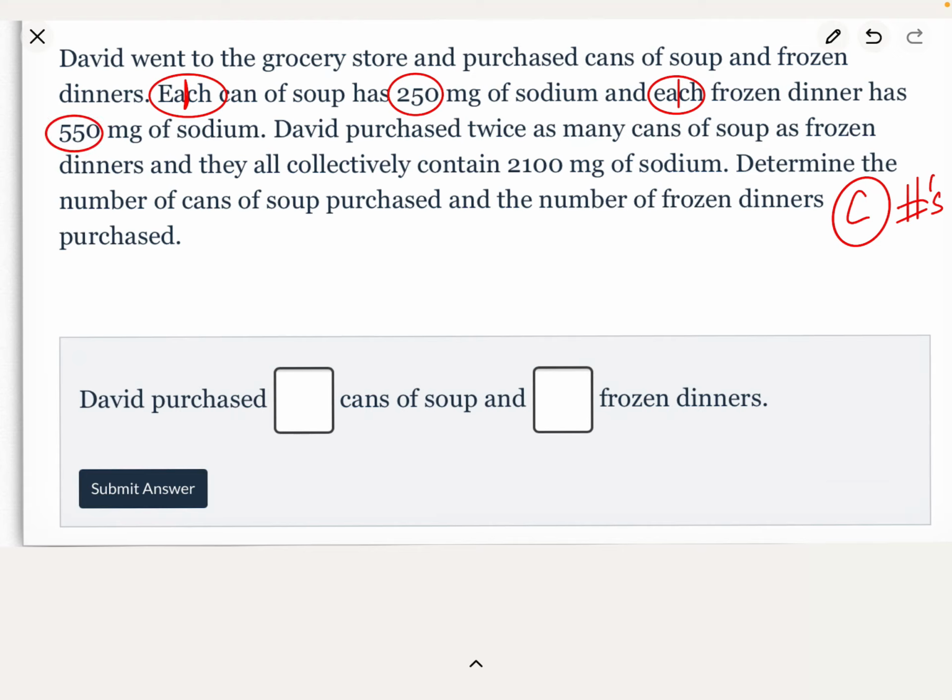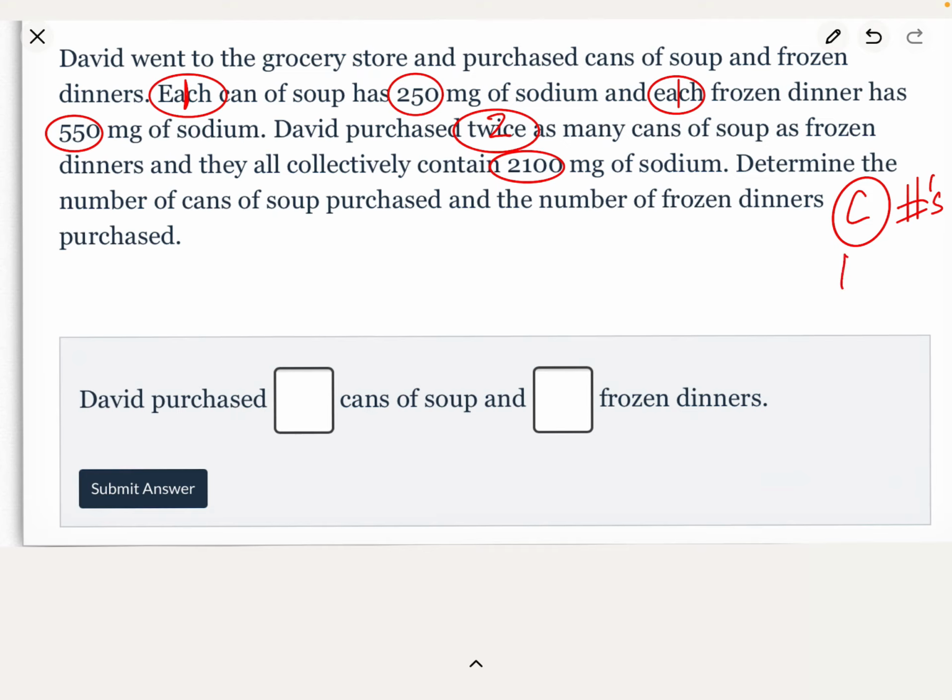And then it said David purchased twice. So that implies the number two. He purchased twice as many cans of soup as frozen dinners, and then we have 2,100 milligrams of sodium. So those are our numbers that we need to circle.